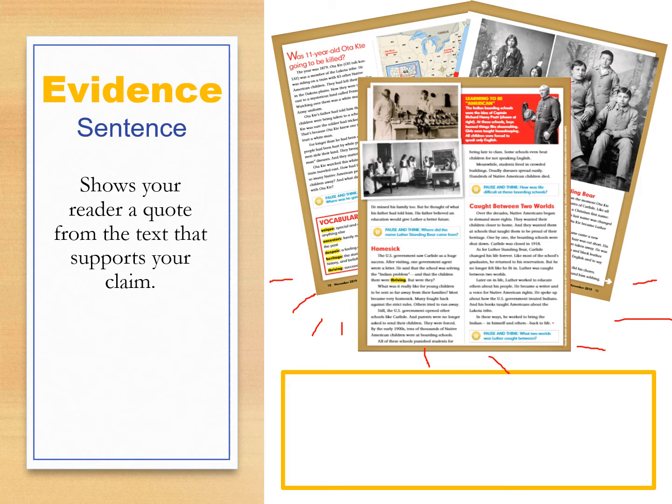So I've looked through the text and I've decided I'm going to focus on page 12, right here where this heading says Homesick. I picked Homesick because I have a feeling that's going to have the best evidence to support our claim that these boarding schools were harmful to children, because this heading talks about something sad. Let's zoom in and reread our textual evidence and see what we can find.